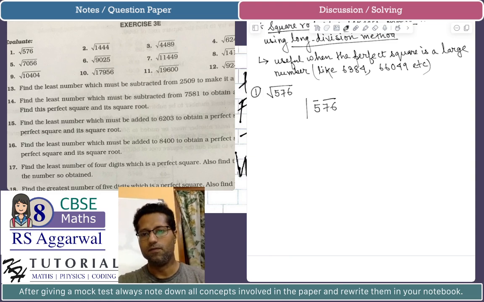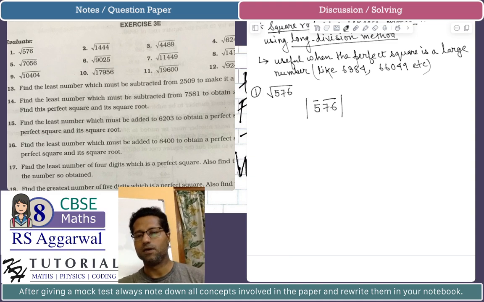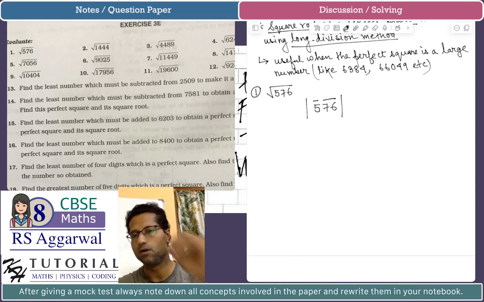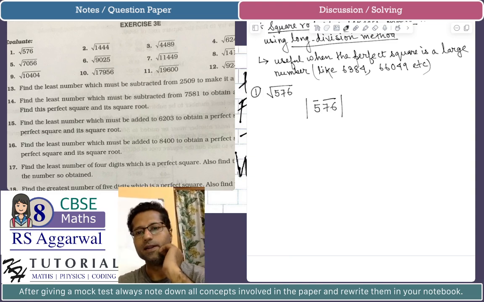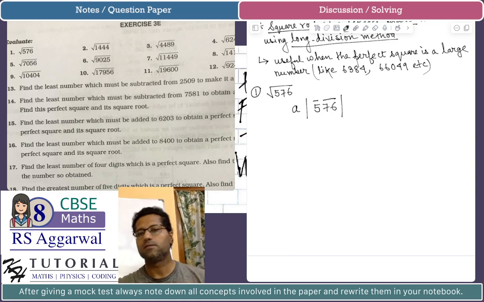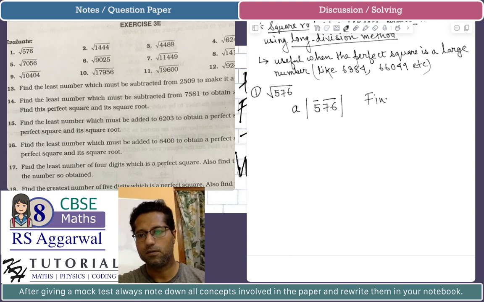Now I will start from the leftmost period, which is 5 in this case, which is a single digit. For other numbers, it could be a pair of digits, but for this number, it is a single digit. It is the leftmost period. Okay, what do we do now? You find a digit, and I have to put it here. I am writing a little bit of the theoretical part.